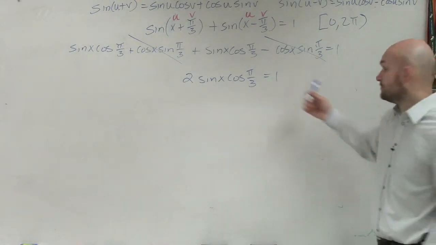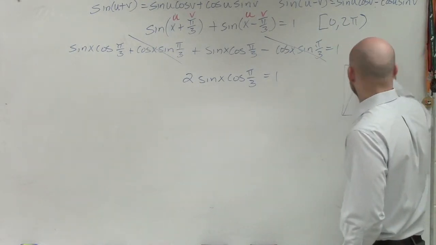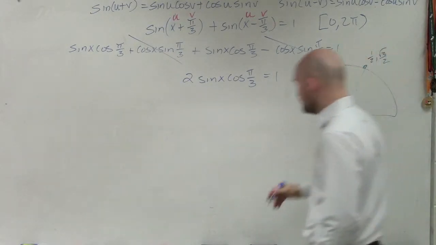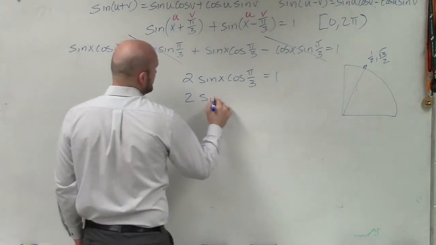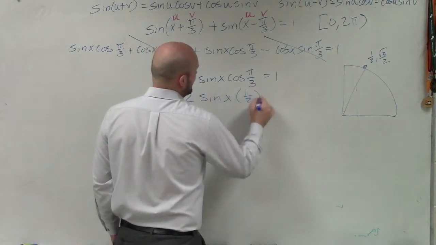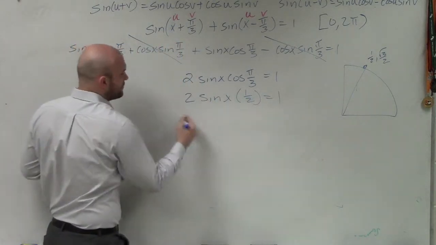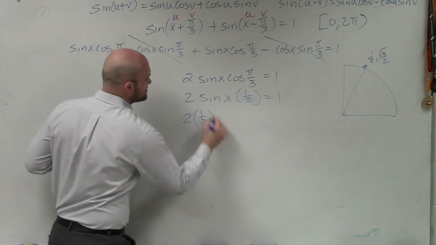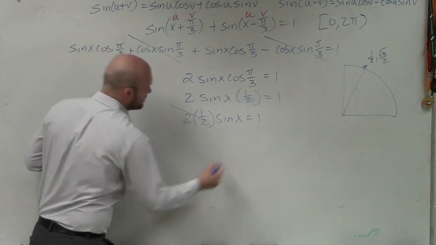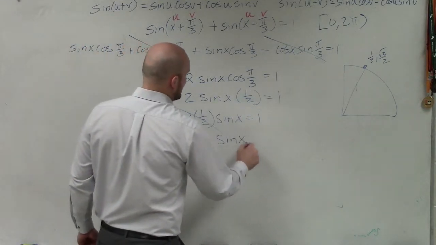So cosine of pi over 3, so I go back to my unit circle, and I say, oh, pi over 3 is up here, right? Which is 1/2 comma square root of 3 over 2. The cosine is 1/2. So therefore, I can rewrite this as 2 sine of x times 1/2 equals 1. Now, if you don't see why those are going to divide to 1, rewrite the problem as 2 times 1/2 times the sine of x equals 1. And you guys can see that multiplies to 1. So I'm just left with sine of x equals 1.